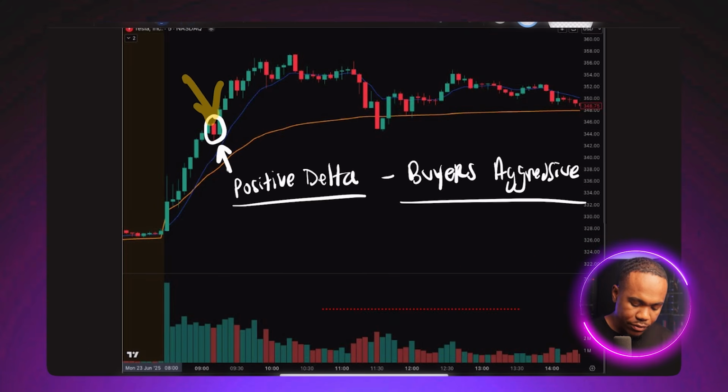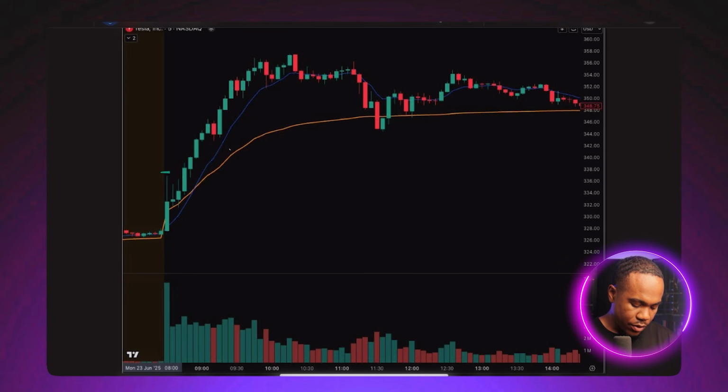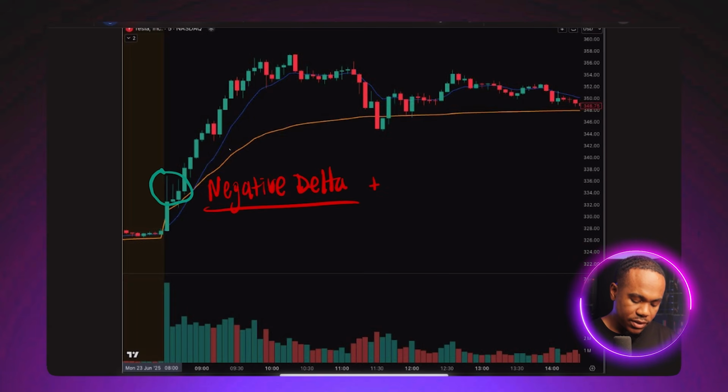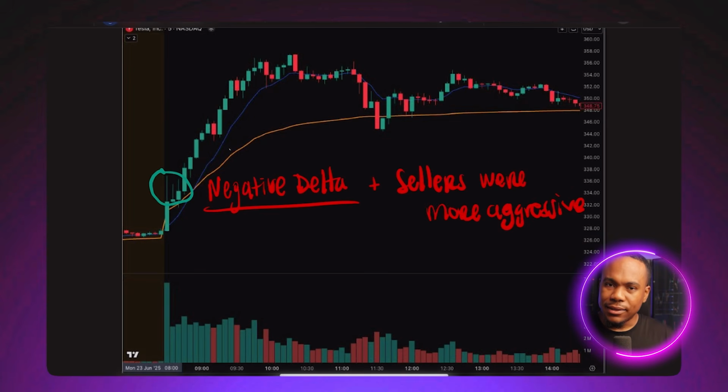We also can have negative delta in this scenario where price is printing green, but we can have negative delta, meaning that the sellers were more aggressive, but price held positive. How is that the case?